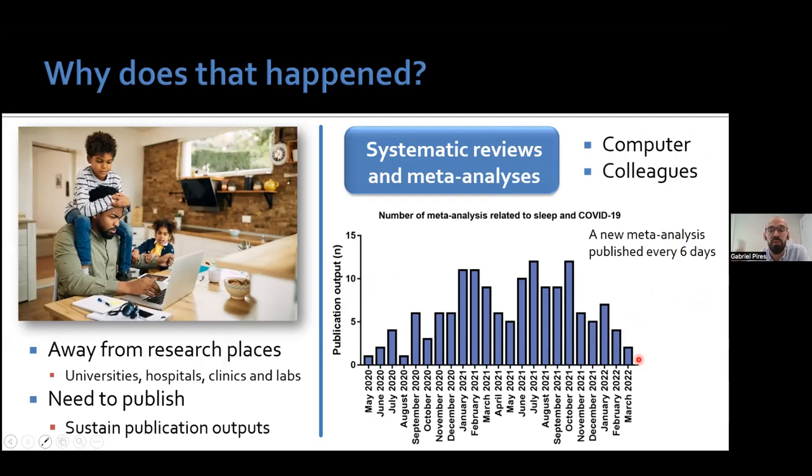So by the middle of the pandemic, by the end of 2022, we had more or less one meta-analysis on the relationship between sleep and COVID. That's not meta-analysis in the general sense, that's only sleep and COVID, one meta-analysis every 6 days. So I started my talk saying we cannot cope with the amount of original data being published. And the fact is that we cannot cope with the amount of meta-analyses being published anymore.